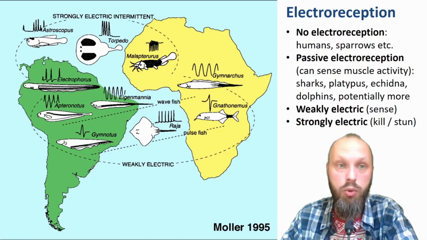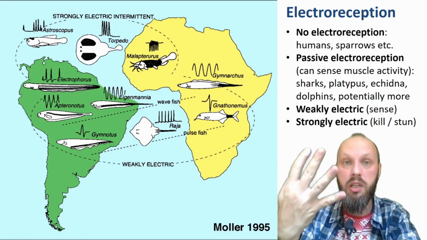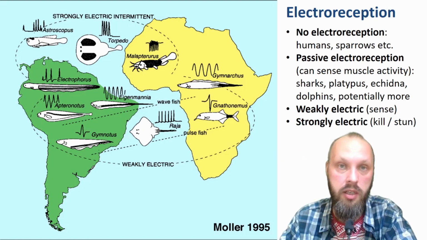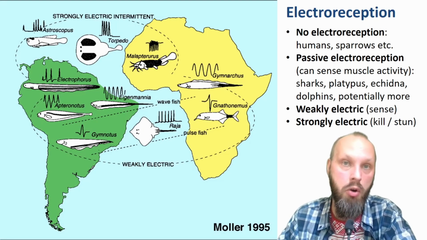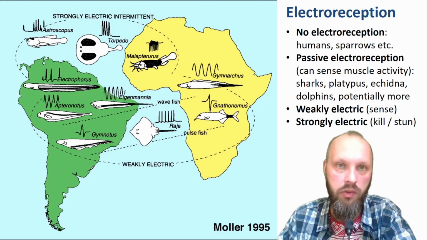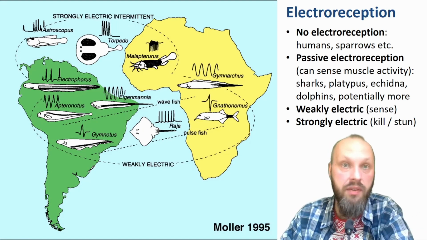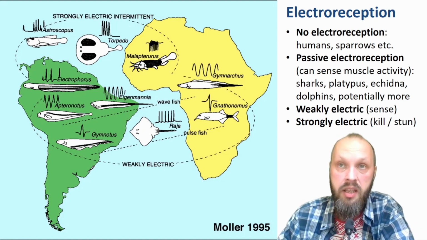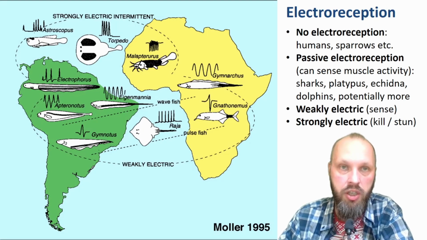Many animals can do something with electricity. There are 4 types of interactions you can have with electricity. The first option is to have no electroreception, in which case you cannot feel electricity. And humans are there. We cannot feel electricity. If somewhere near us is another animal that is contracting its muscles and action potentials are generated, we would not know because we cannot feel it.